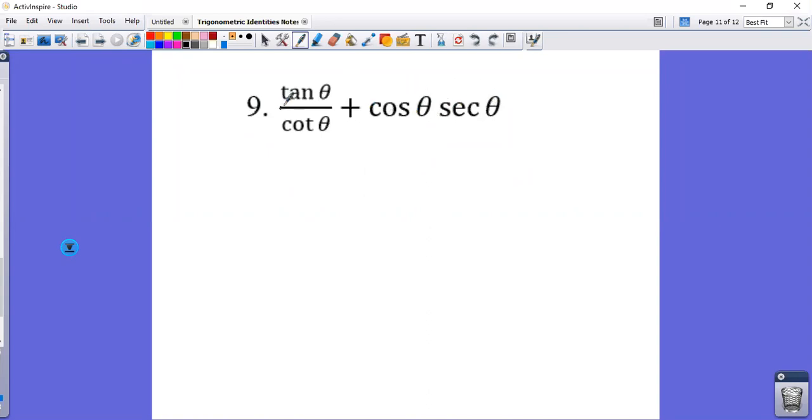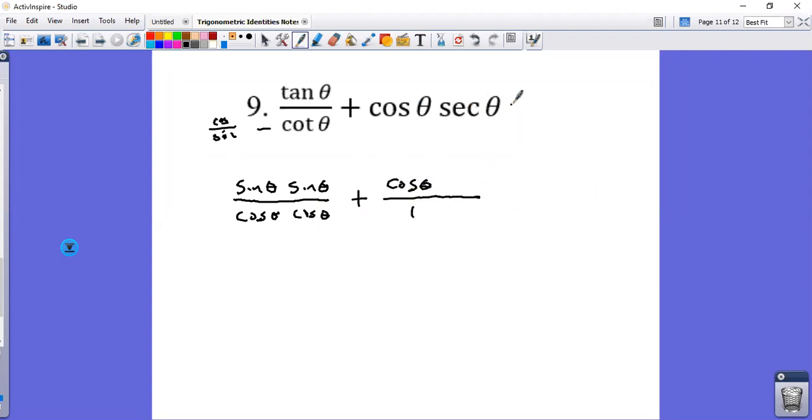So this is addition. So this can be 2 separate fractions, right? Tan is sine over cosine. Cotangent, which is cosine over sine, is in the denominator, so it flips over. So it's also sine over cosine. Plus, you have cosine over 1. Secant, which is 1 over cosine. And so 1 over cosine.